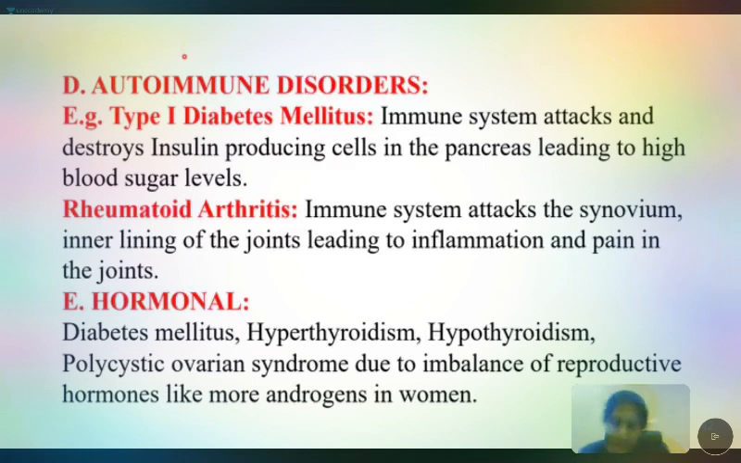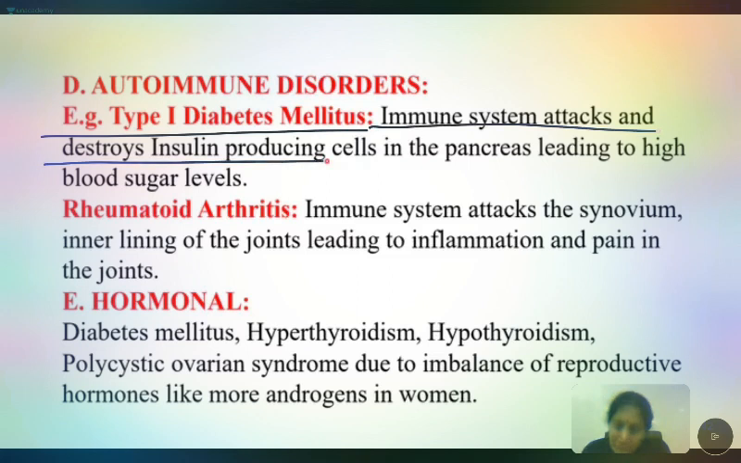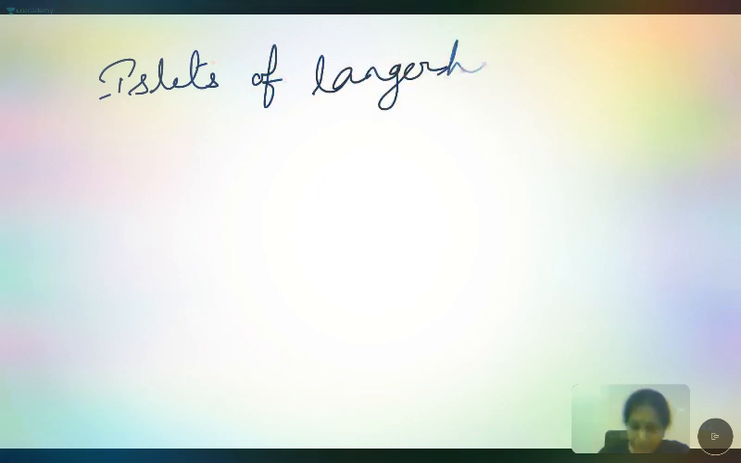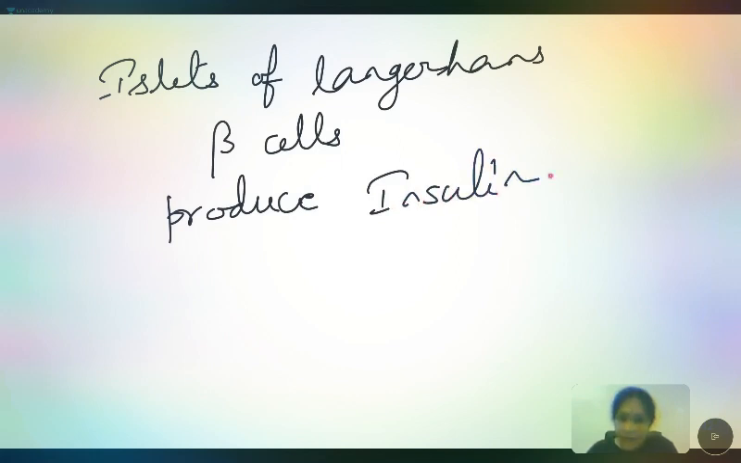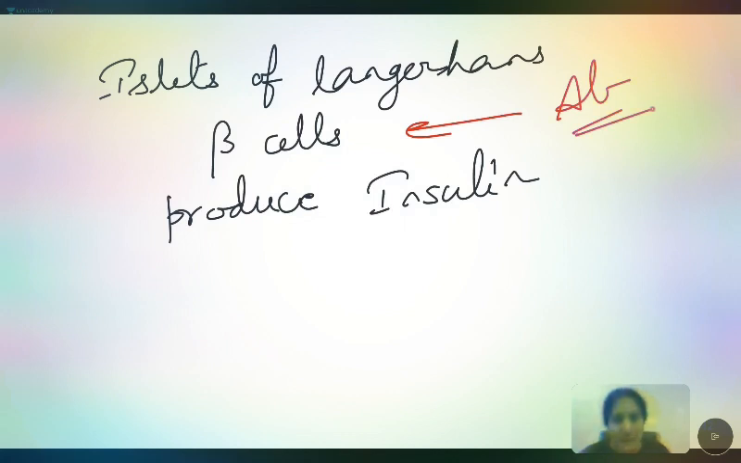Examples: type 1 diabetes. The immune system attacks and destroys insulin producing cells in the pancreas, leading to high blood sugar levels. You might have heard that in the pancreas we have beta cells, and they are in the islets of Langerhans, isn't it? And the beta cells produce insulin. Now look here, if an antibody attacks those beta cells and they die, it means I am producing antibodies to my own beta cells. So can it lead to diabetes?